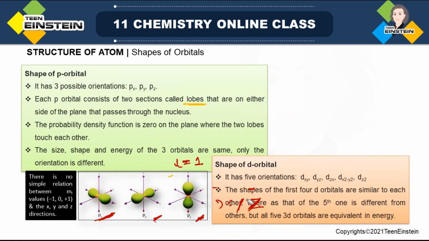Next orbital is the d orbital. Now for the d orbital, the azimuthal quantum number is 2.